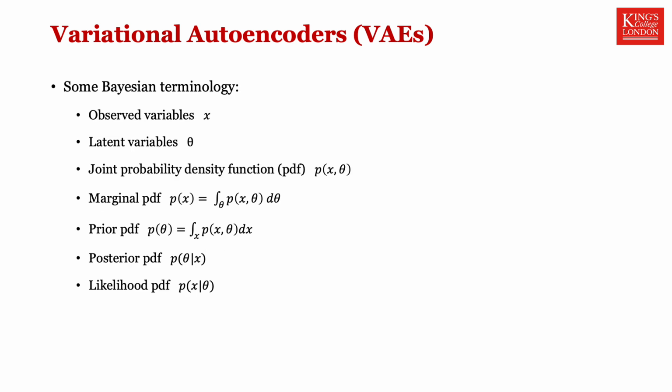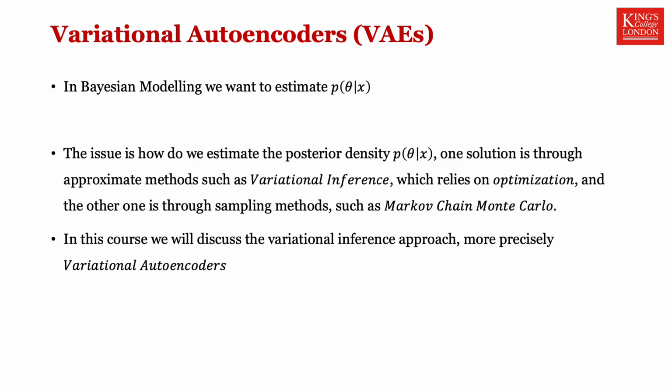Now, to define a couple more terms that are going to be used in the next few slides: observed variables are going to be denoted by x, latent variables are going to be denoted by theta, the joint probability density function is going to be p of x theta, the marginal is the same thing but integrated over theta, the prior PDF is the same thing but integrated over x, the posterior PDF is p of theta given x, and the likelihood PDF is p of x given theta.